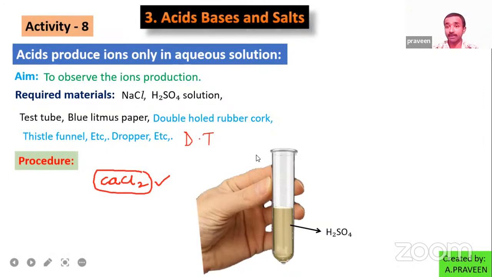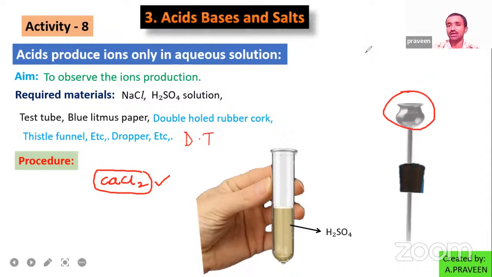The next step here, take a double holed rubber cork. Do not fix it directly, right? Before fixing that rubber cork, you have to arrange the thistle funnel and delivery tube. So this is called a thistle funnel here. That can help you to add something, solid material or liquid material, into the liquid substances without allowing the gases to escape through this, right? So one more hole is there that can be fixed with the delivery tube.